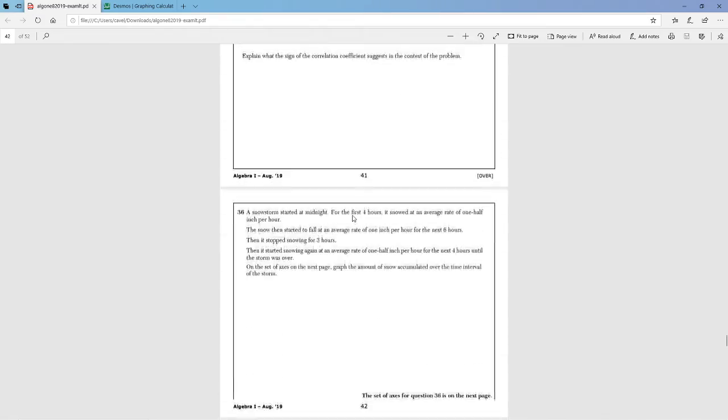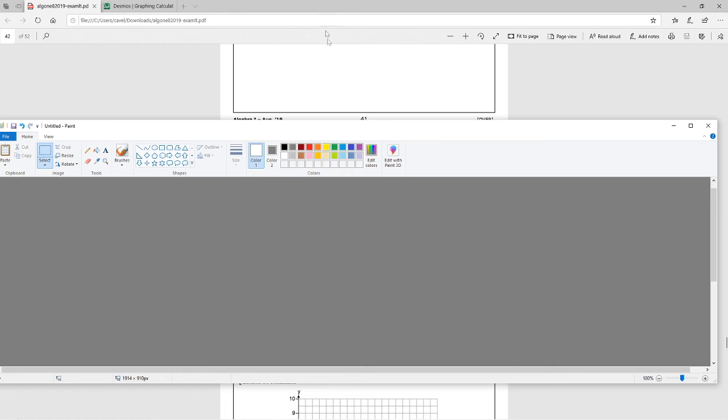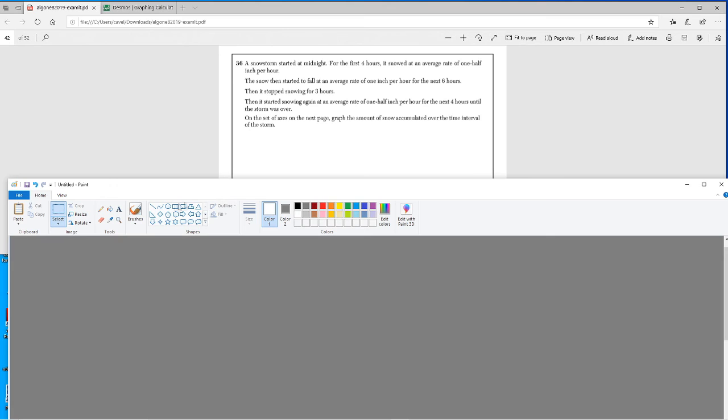All right. So let's do number 36. A snowstorm started at midnight. So 12 a.m. For the first hour, it snowed at an average rate of 1/2 inch per hour. Okay, so 12 a.m. to 4 a.m. My slope is 1/2, right?